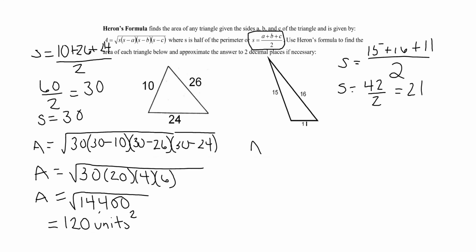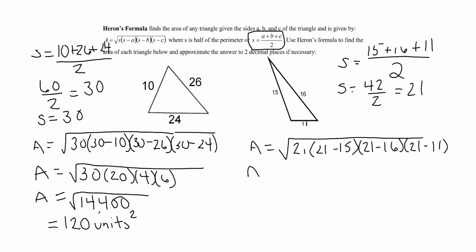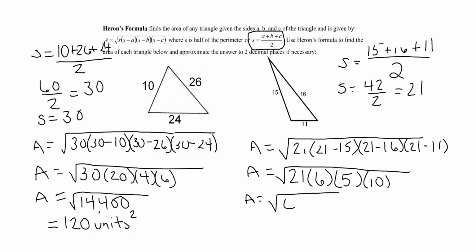So then when I plug it into my formula, I'm going to have the square root of 21 times 21 minus 15, 21 minus 16, and 21 minus 11, which will give me 21 times 6 times 5, and then times 10. 6 times 5 is 30, and then 30 times 10 is 300, and times 21 gives me 6,300. So A equals the square root of 6,300.